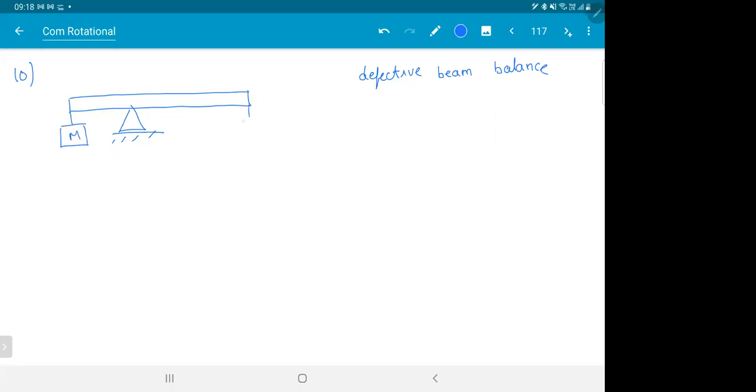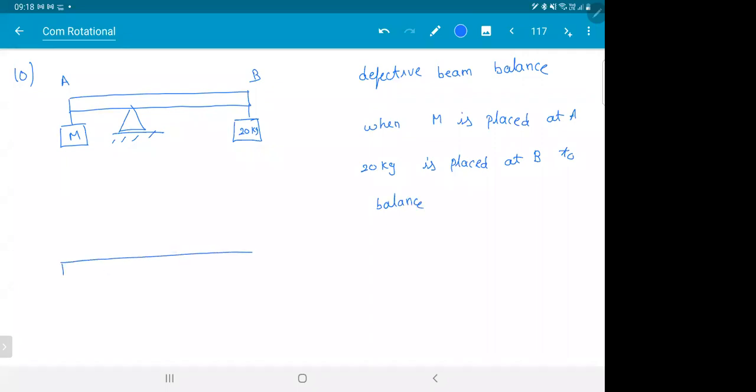When you keep a mass M here, on this side you needed 20 kg to balance. This can be A and B. When M is placed at A, 20 kg is placed at B to balance it. Then, the same thing, but this time you kept M this side and you observed it required only 5 kg to balance. Are you getting it?